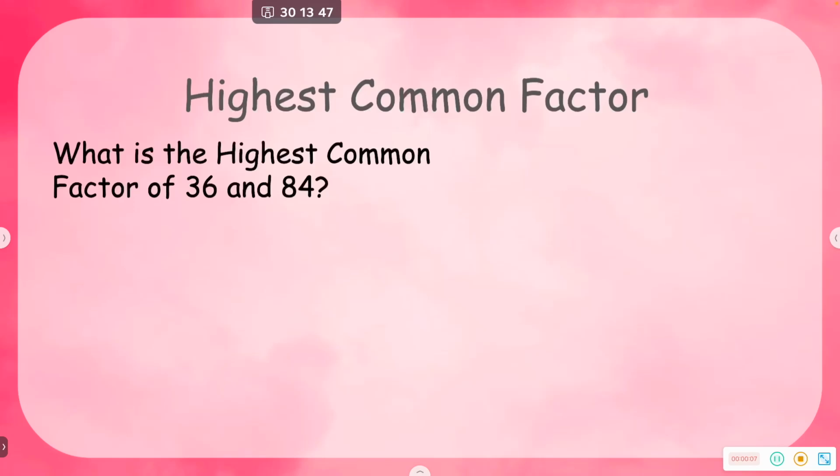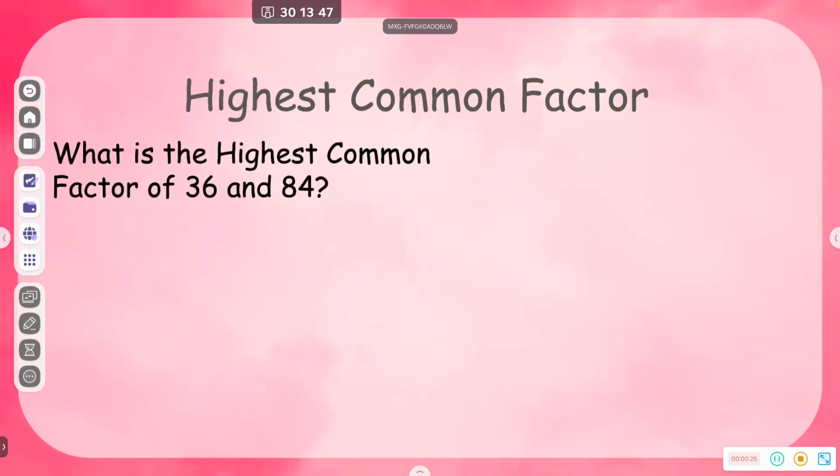So here it asks for the highest common factor. Okay, 3 words involved in that. Highest means the greatest one, the one with the most. Common means that they are the same. They have it in common. And factor is what we've worked on, where we say which two numbers can be multiplied together to make this number.